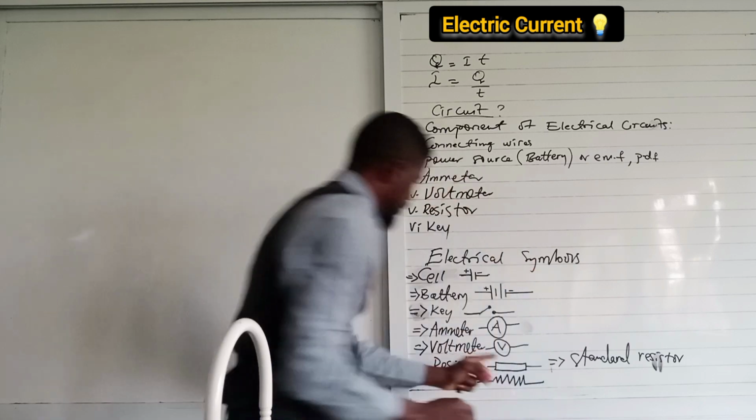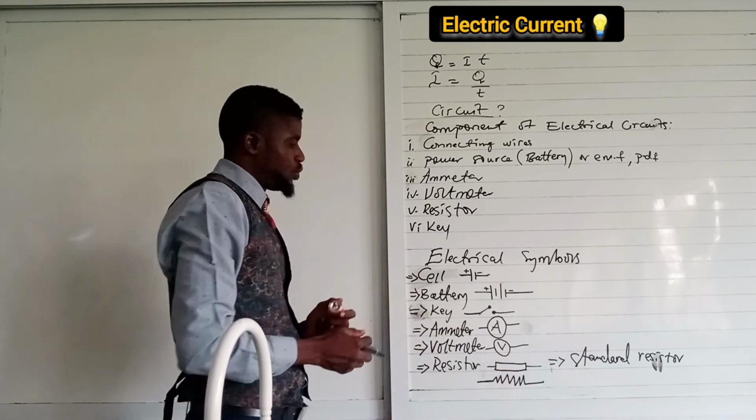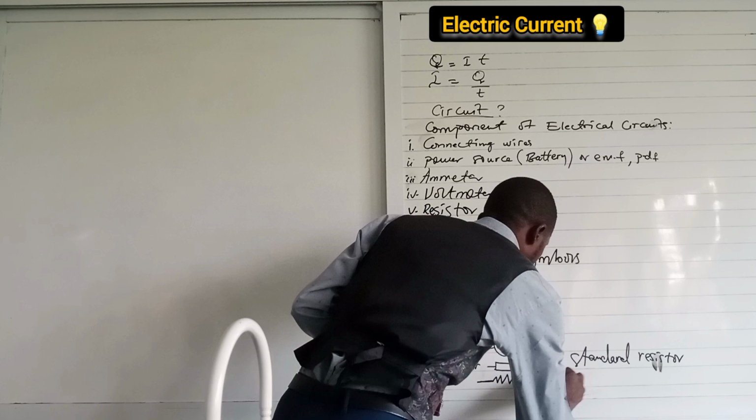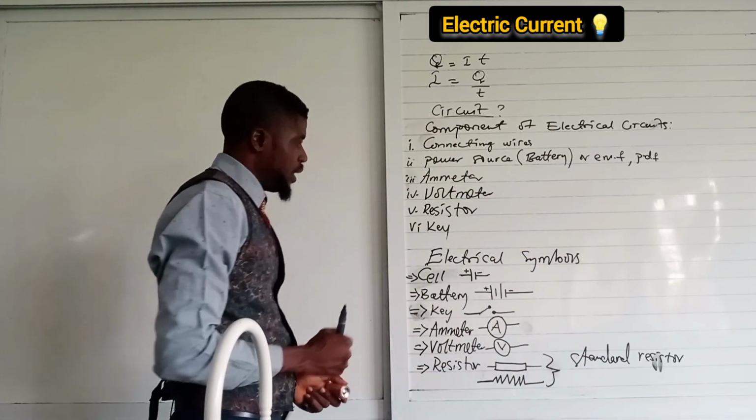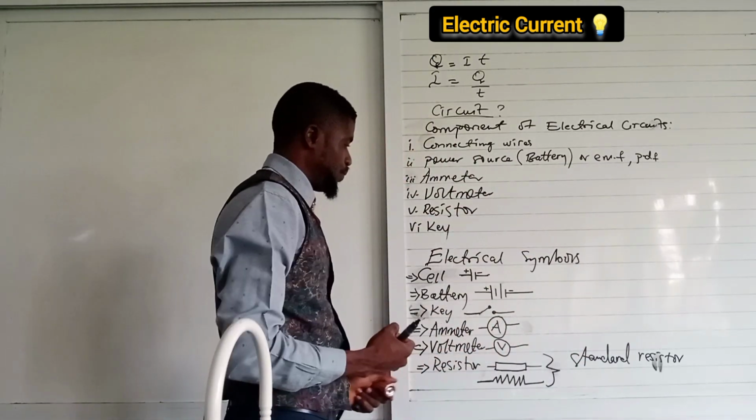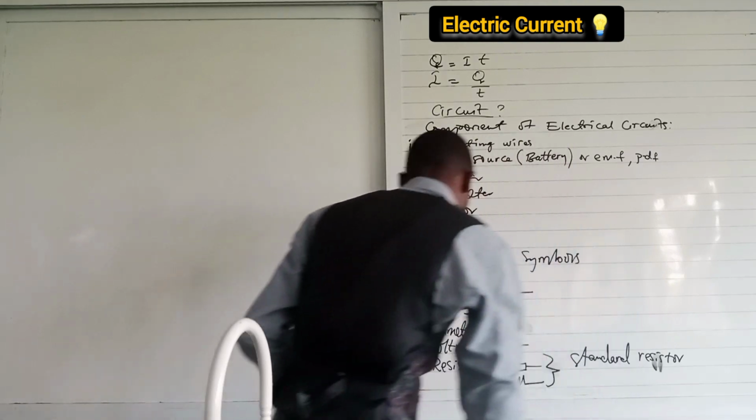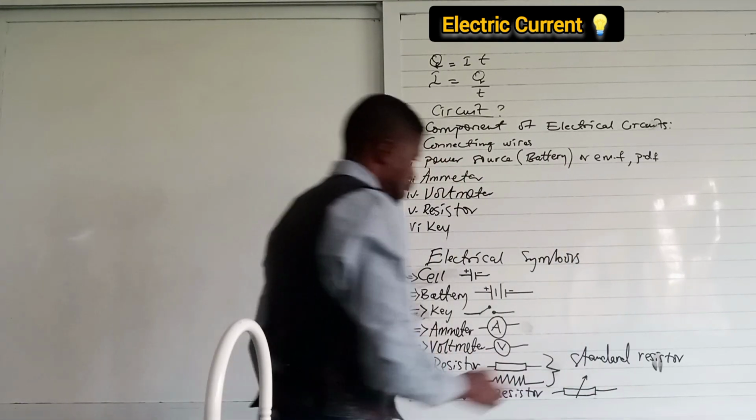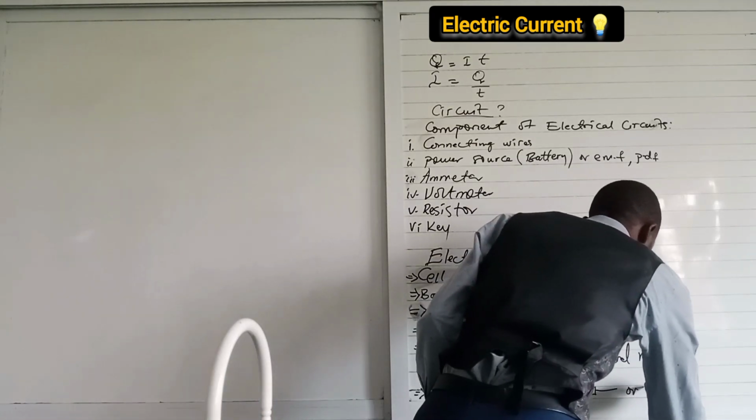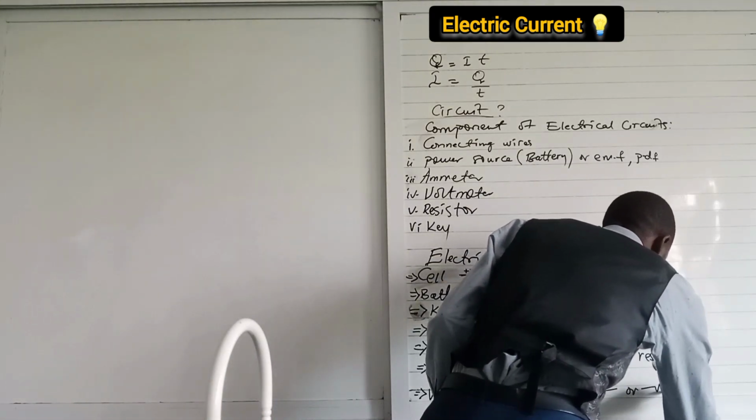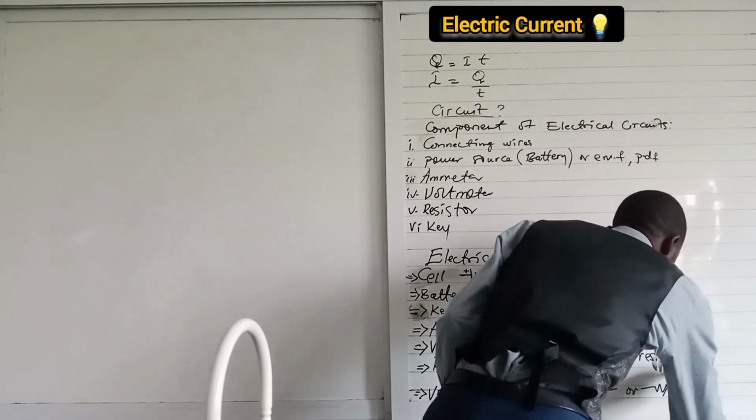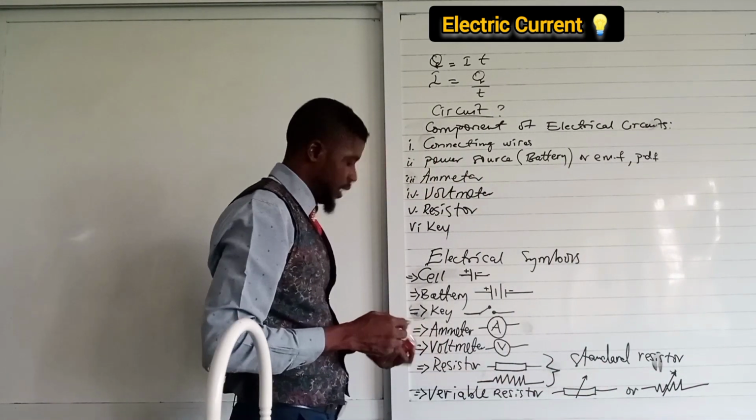So we can choose this symbol or this symbol to represent the standard resistor. For the variable resistor, we just have something like this, and then an arrow crossing it here, or you will have something like this, and then an arrow crossing it up there.